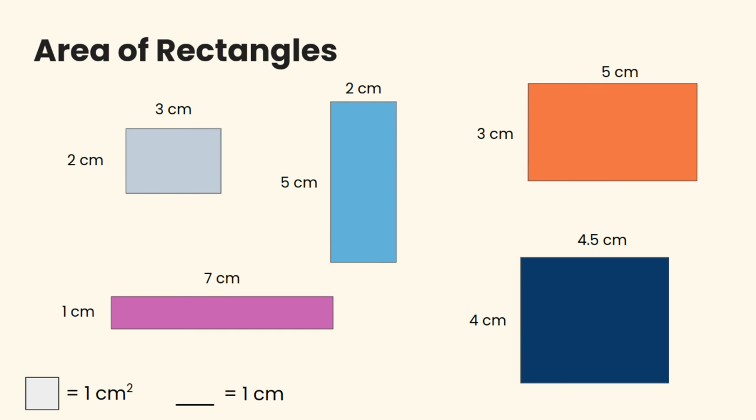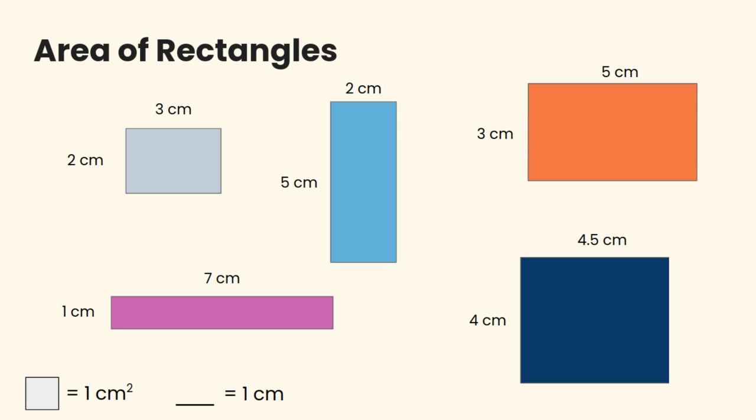Let's review how to find the area of rectangles. First, rectangles are four-sided closed figures where opposite sides are equal and all vertices have 90-degree angles. When we talk about area, we are referring to the amount of space inside a shape. Area is measured in square units.